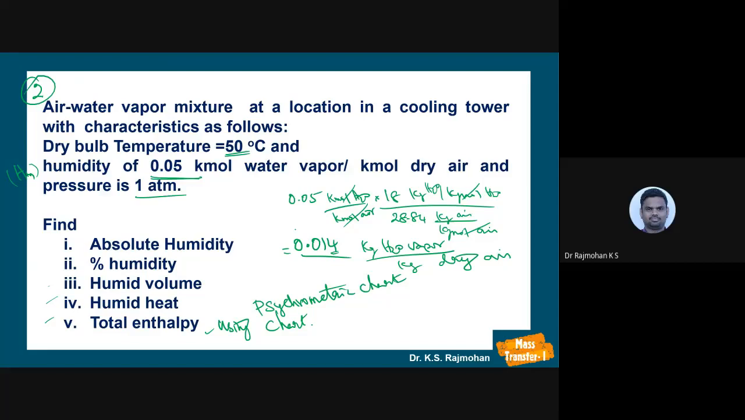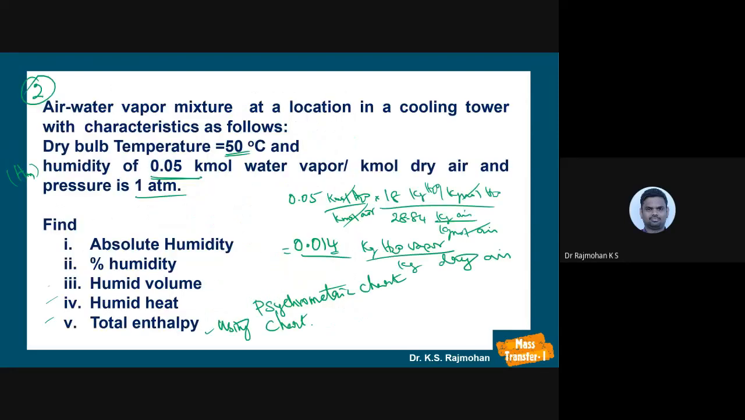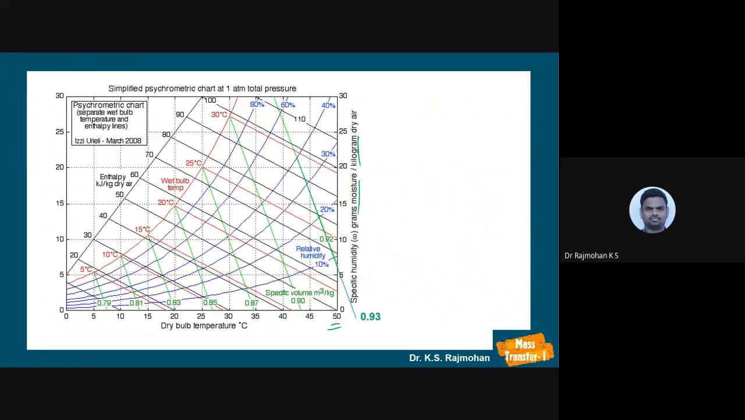So this 0.014 is the one which we have to use. So this is 0.014 kg of water vapor, that means it is 14 grams of water vapor by kg of dry air. Okay, so are you able to see that one? 14 grams of water vapor. Yes, so it is given grams of water. Here 15 is here, so somewhere here we have to take the value. Okay, so 50 degrees here, so this is our dry bulb temperature.